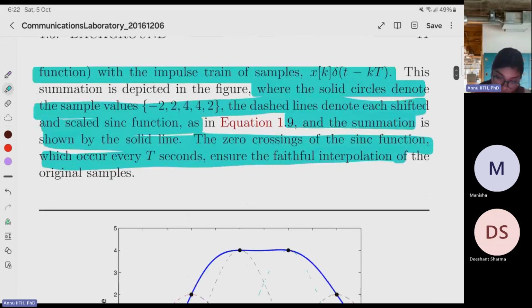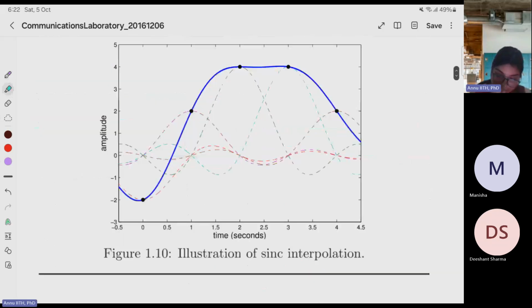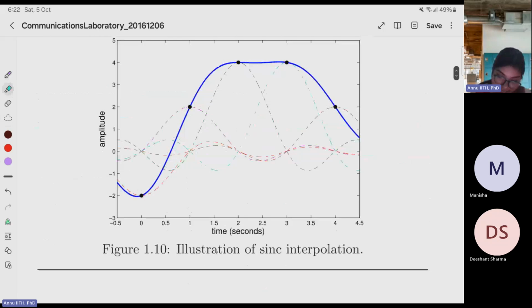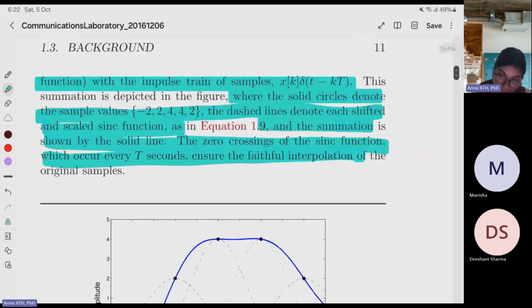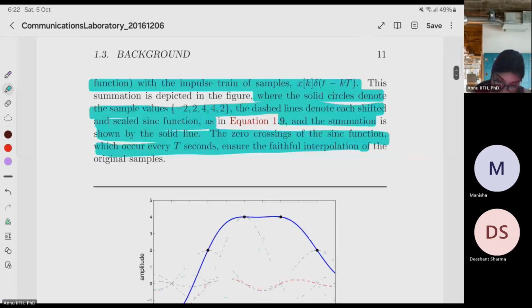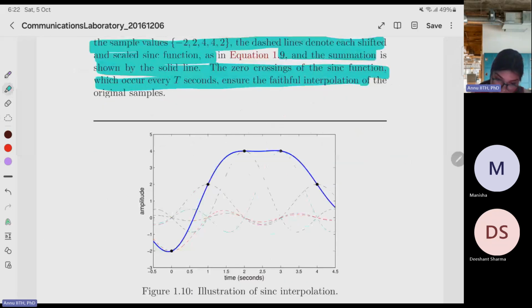So what do you see? First of all, the summation is depicted in the figure where the solid lines denote the samples minus 2, 2, 4, 4, 2. This is the summation.